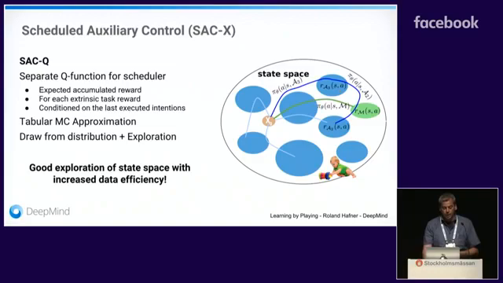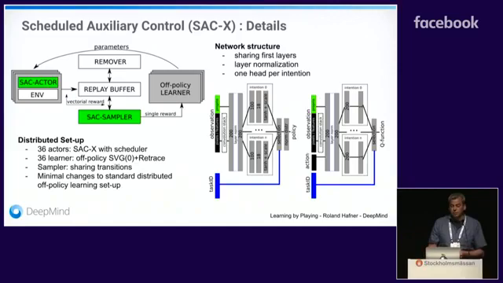So here are some additional details from our algorithm. In principle, we use a distributed setup that runs everything asynchronously. So we have five different types of processes running. The first type is the actor that executes the policy and interacts with the environment.